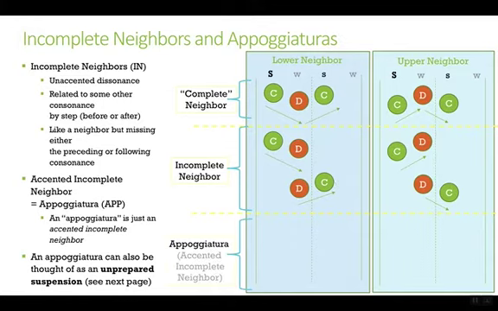Okay, now we get to appoggiaturas. What is an appoggiatura? As you know, because it says it right here, and right here, and right here, and because I said it a couple times, an appoggiatura is an accented incomplete neighbor. So let's look at these. Every single one of these is all unaccented.